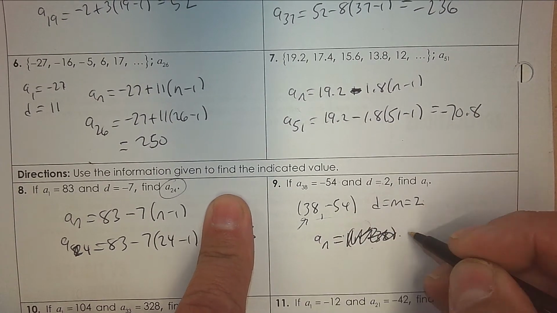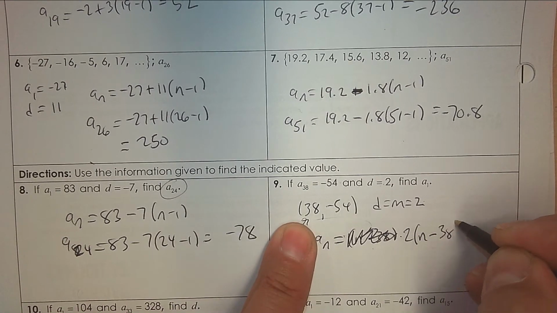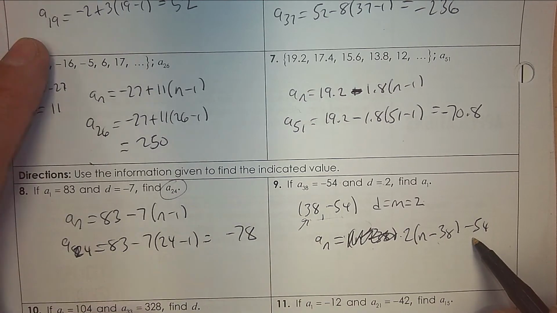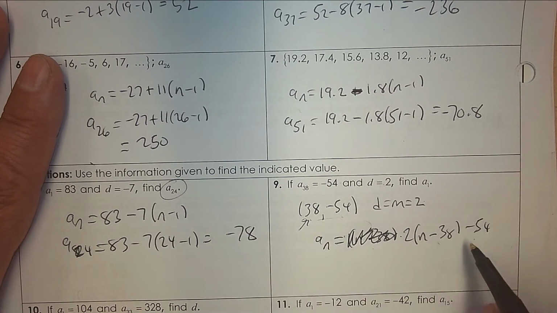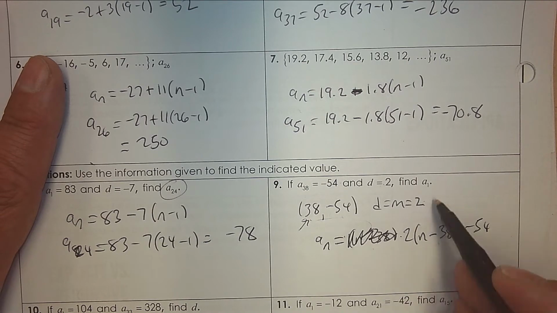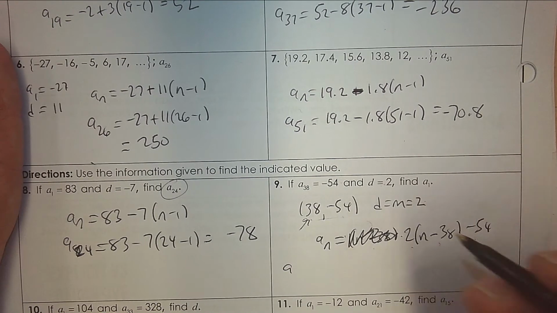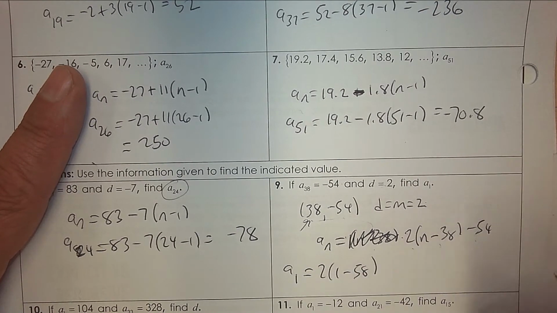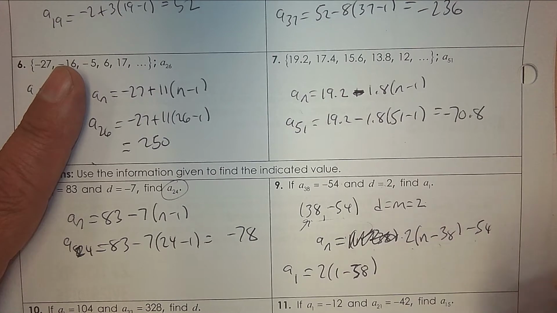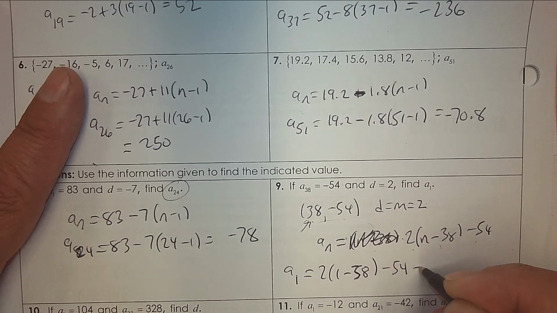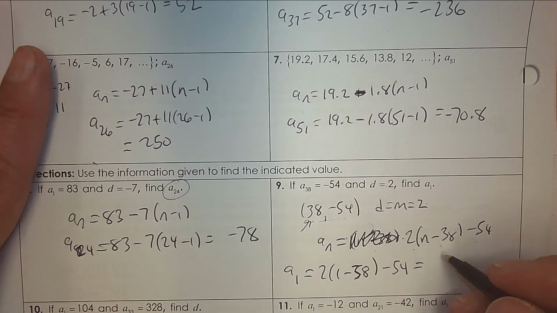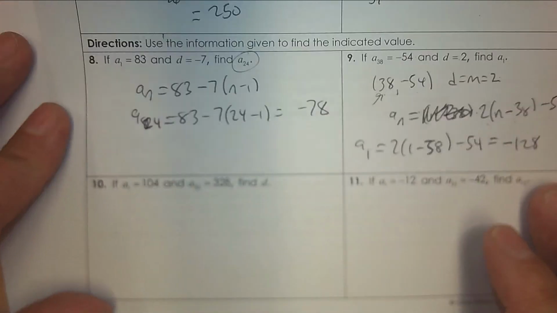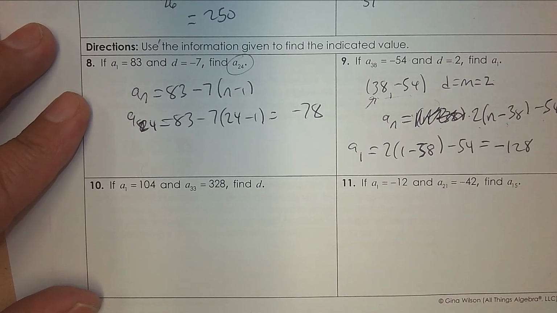So I'd start with the slope, then n subtract 38 minus 54. So this is like HK that goes inside. For h, you always change the sign when it goes inside, and the slope goes in front. And then if I want to find the first term, I just plug 1 into that. And going back, you get a big negative number, so it's negative 128. So if you don't know the first term, I just use the HK form for the rule.